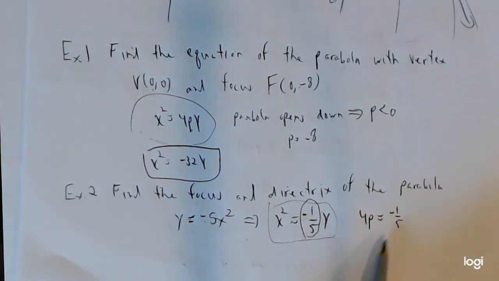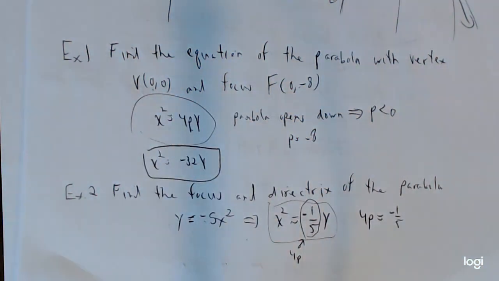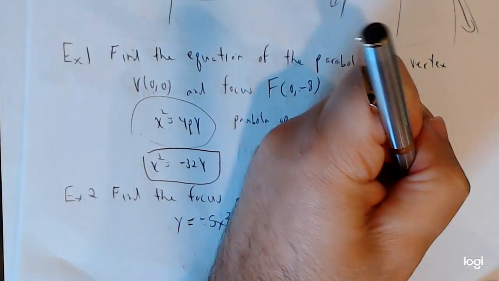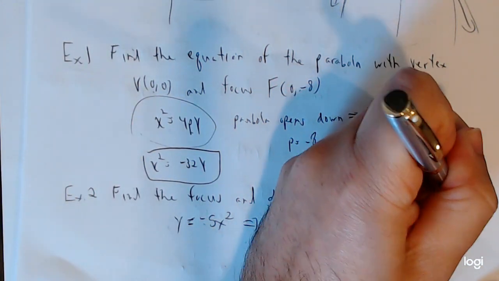-1/5. Now why did I write it like this? Because whatever this is, it's 4P, isn't it? So once I could figure out what P is, then I could easily find the directrix and the focus. So I could solve for P, divide both sides by 4, which gives P equals -1/20.